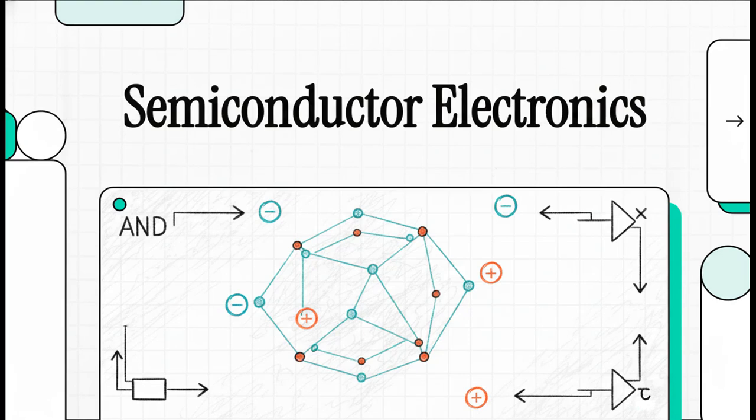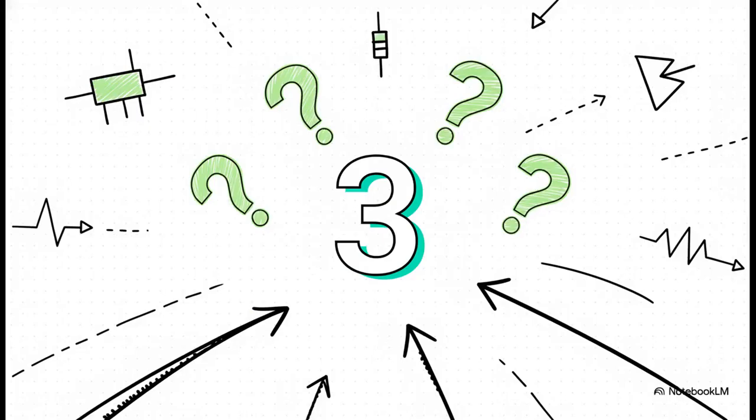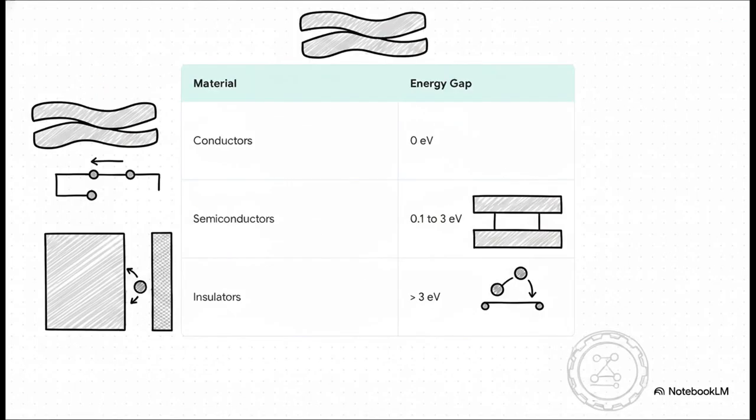All right, let's jump right into it. Here's your rapid-fire explainer on semiconductor electronics. So, why care? Well, 3 direct questions came straight from this exact chapter on the 2024 exam. It all starts with energy gaps.